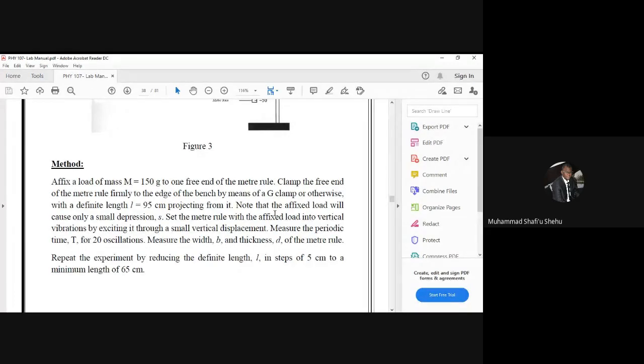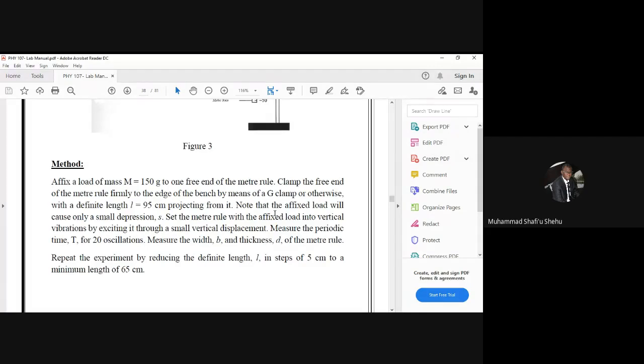Okay, Alex. Yes, sir. Can you read the first line? You can stop exactly where the full stop is. A fixed load of mass 150 grams to one free end of the meter rule. Okay, so this is for the horizontal meter rule, right? Yes, sir. We're going to affix a load of 150 grams to it.